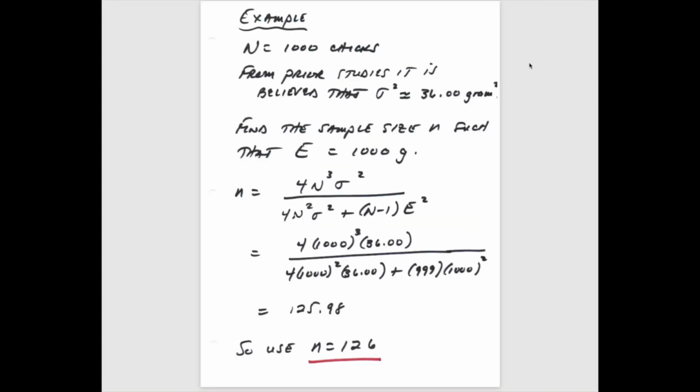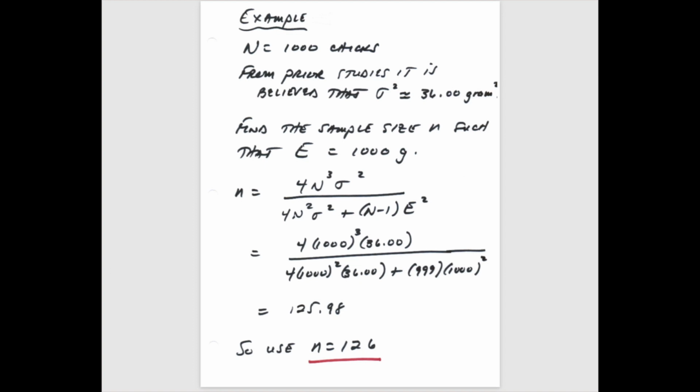Okay, so again, we have a population of 1,000 chicks. From prior studies, it is believed that sigma squared for this population will be approximately 36 grams squared. We want to find the sample size, little n, such that the margin of error for estimating the total will be approximately 1,000 grams. So applying this formula, we see here that the sample size required would be around 126. Because we have a fractional value, 125.98, we're always going to go up to the next larger integer.